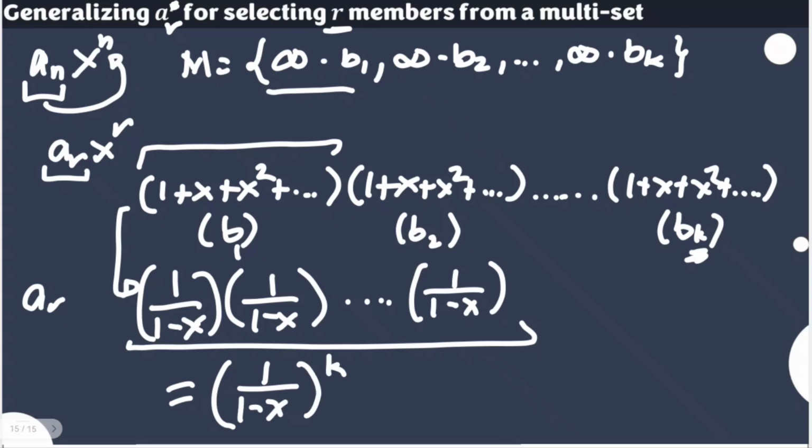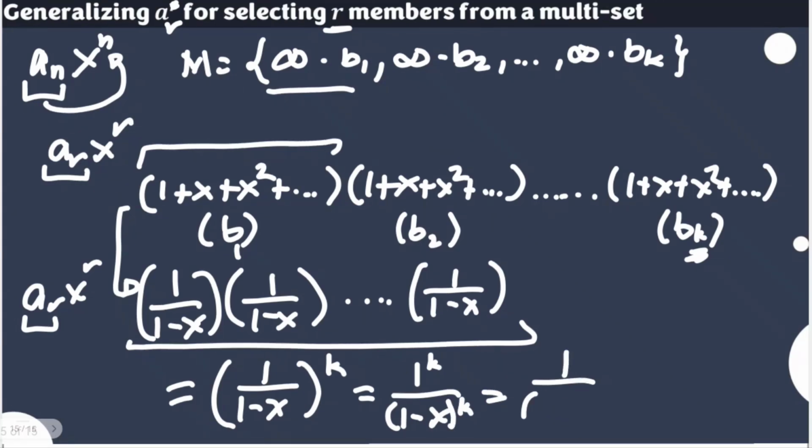Take note that our goal again is to find the a sub r to be paired with x to the power of r for this type of situation. So we have yet to identify that, but we know something here. We can write it in this manner. As we distribute the exponent, you have 1 to the power of k, and 1 minus x to the power of k, which will give us 1 over 1 minus x to the power of k. And this can be written as 1 minus x to the power of negative k.